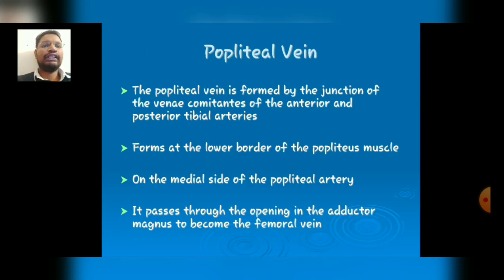The popliteal vein is formed by the junction of the venae comitantes of the anterior and the posterior tibial arteries. It forms at the lower border of the popliteus muscle, on the medial side of the popliteal artery, as it passes through the opening in the adductor magnus to become the femoral vein.